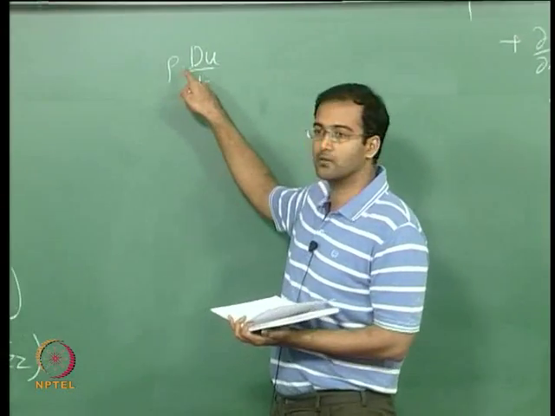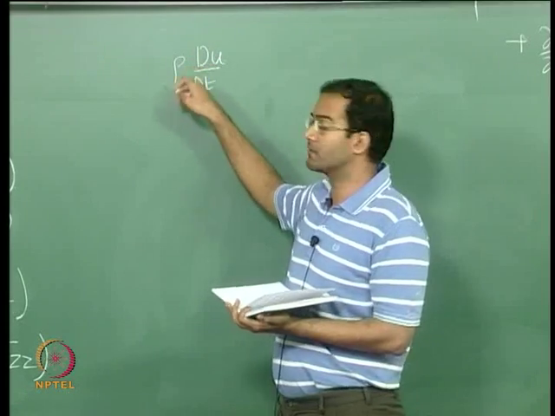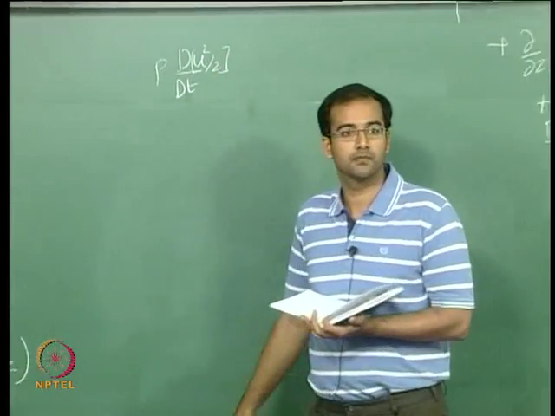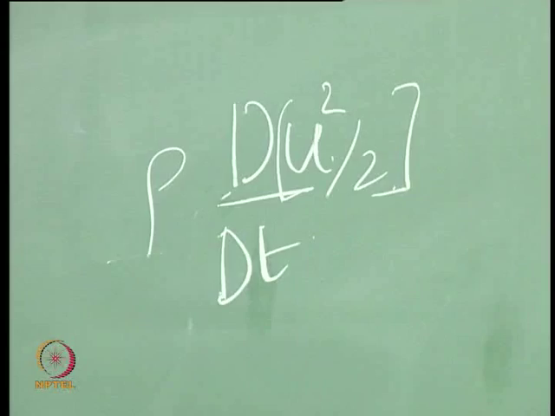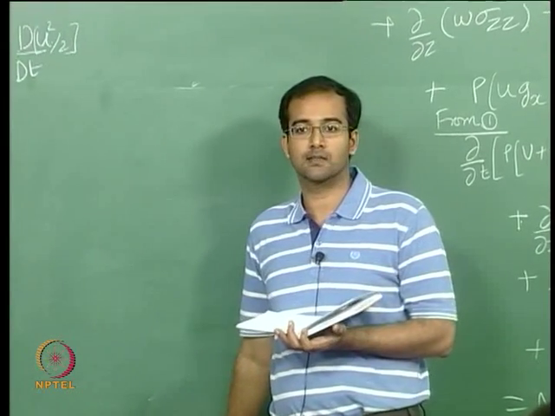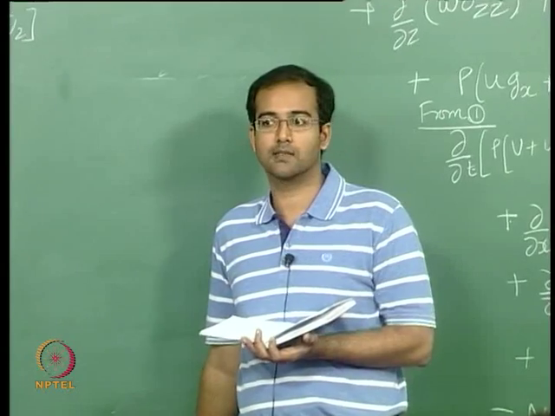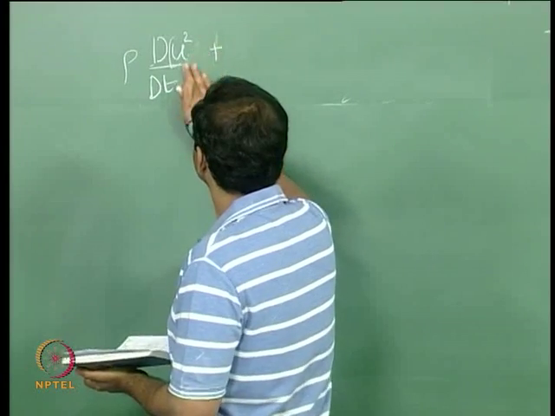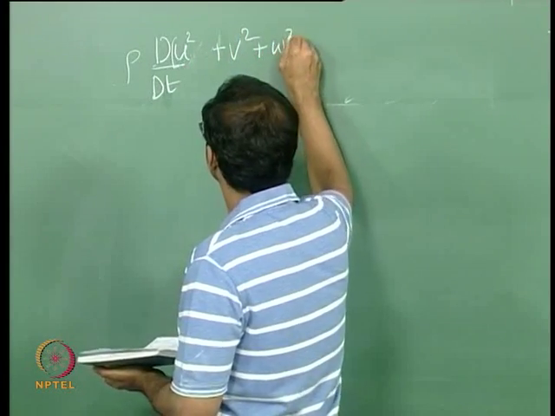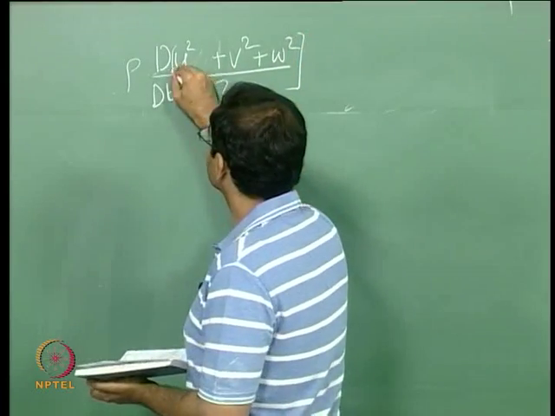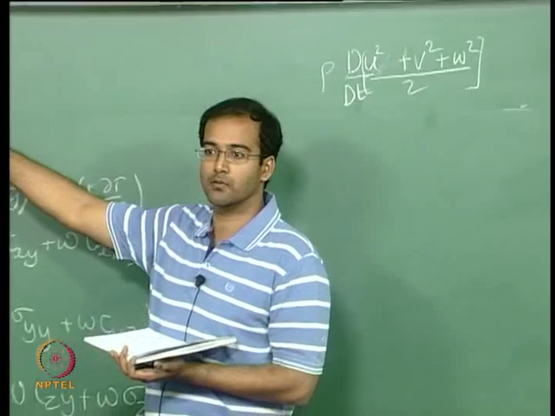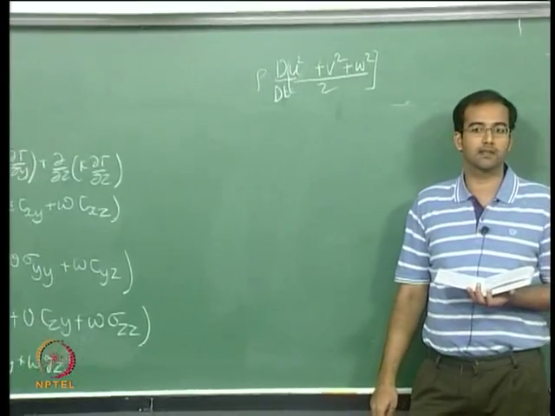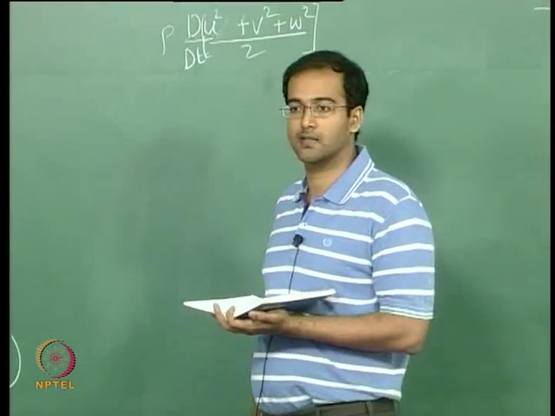So if we multiply this by u, this will be u du by dt, which can be written as d u square by 2, correct? This is nothing but u du by dt. So the same thing we are going to do in all the three directions, multiply by the respective velocities and sum them up. So what you will get, plus v square plus w square by 2. So now you see the left hand side term of the energy equation, this and this are common, right? So if you subtract this directly you will eliminate kinetic energy, so you will retain only the internal energy component.